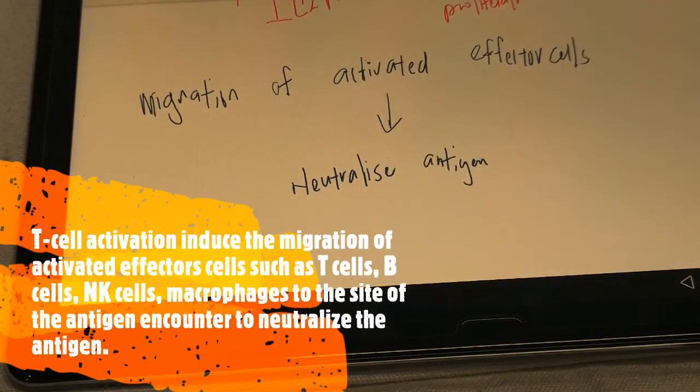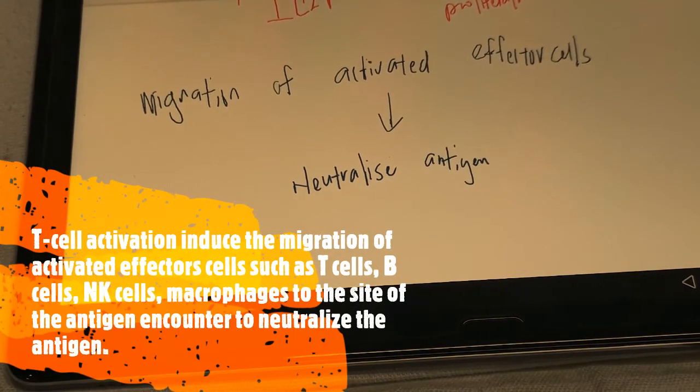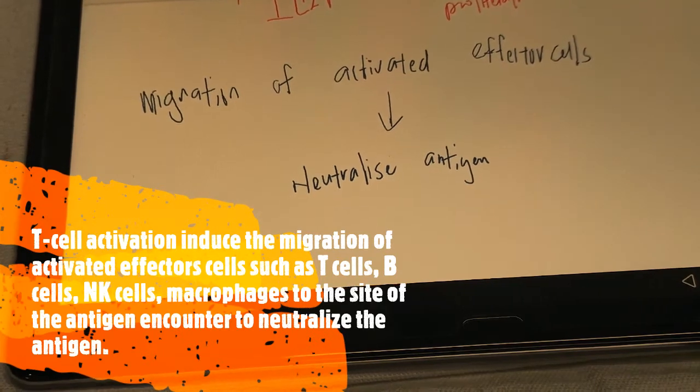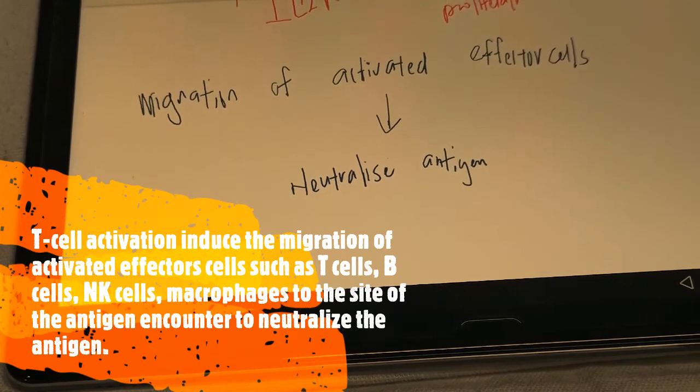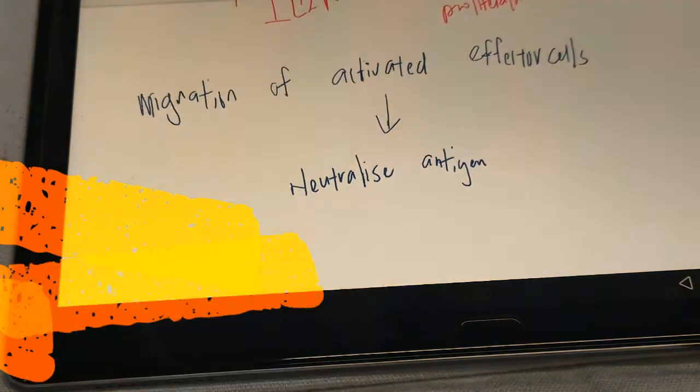T-cell activation induces the migration of activated effector cells such as T cells, B cells, NK cells, and macrophages to the site of antigen to neutralize the antigen.